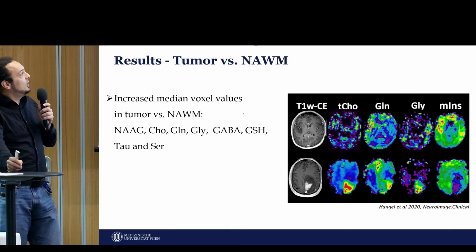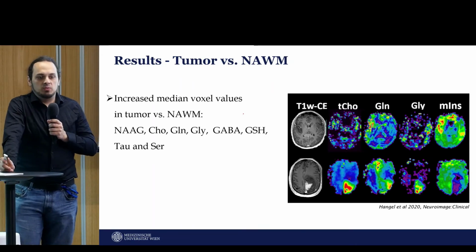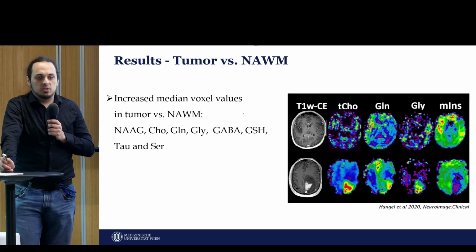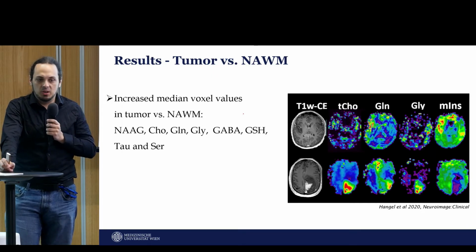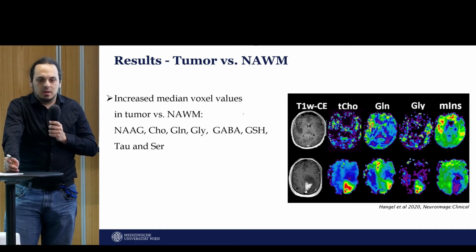And first of all, we have the nice control volume. If we look at tumors versus normal appearing white matter, we found that we would see increased median voxel values for a lot of these metabolites. So as we can see from the maps, there's a lot of stuff that changes. Also some go down, like NAA or inositol.